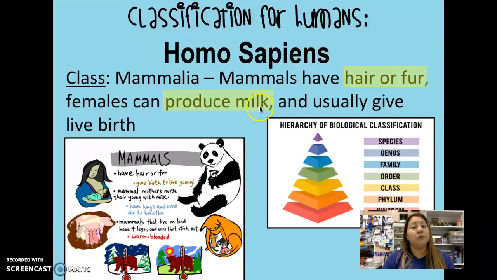Mammals are also going to be capable of producing milk for their young and usually give live birth. So you don't see humans like laying eggs, for example, nor do cats or dogs or horses or pandas. So those organisms are going to give live birth.